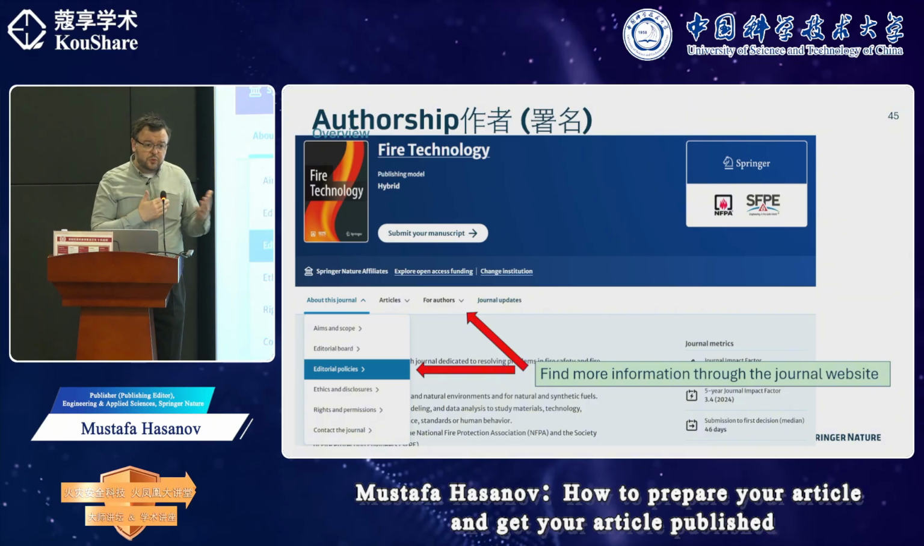You can find this information on the webpage, but you can also just very frankly email the editor-in-chief and ask them, hey, this is the situation. What do you advise me to do? Editors-in-chief are also human beings, and they like to help. Also associate editors in that regard.